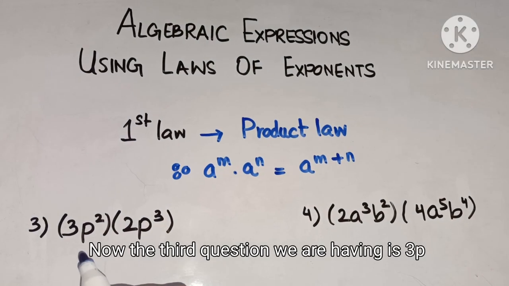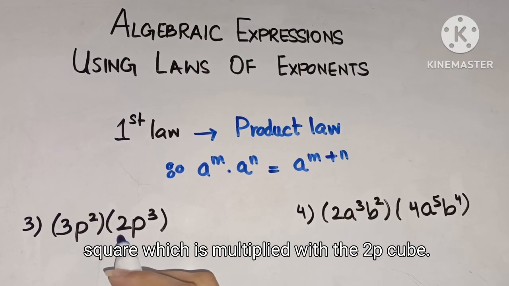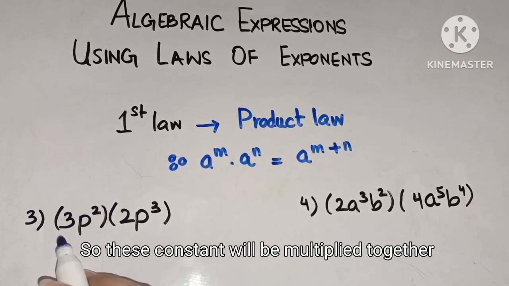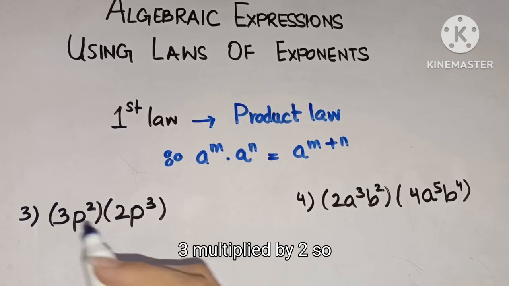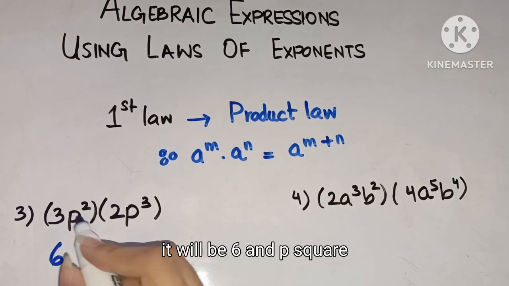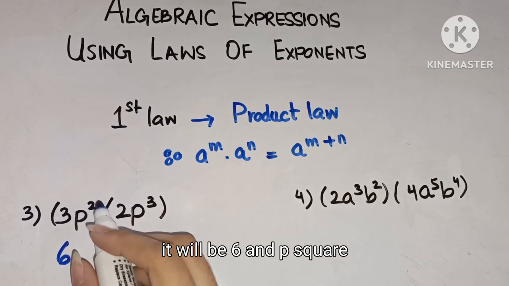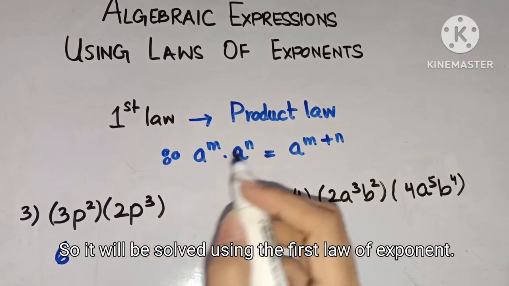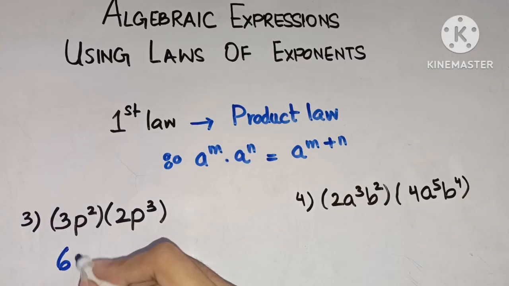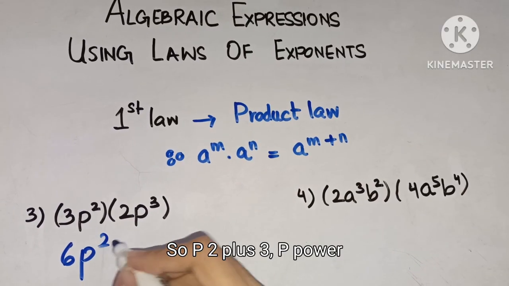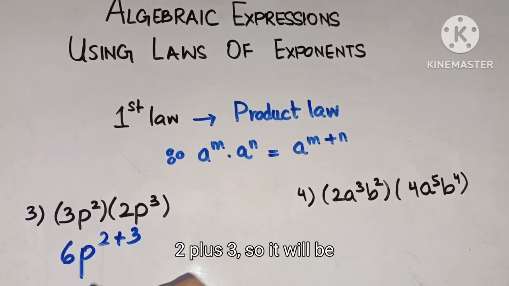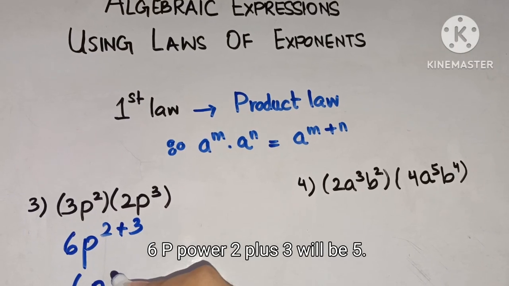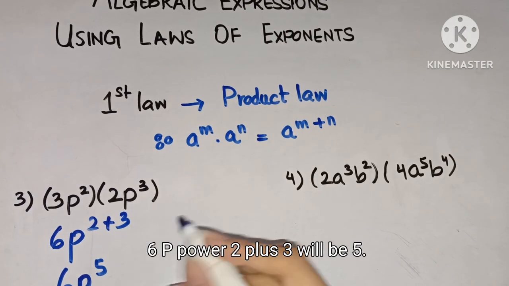Now the third question we are having is 3p square multiplied with 2p cube. So these constants will be multiplied together, 3 multiplied by 2, so it will be 6, and p square multiplied with p cube will be solved using the first law of exponent. So p power 2 plus 3, so it will be 6p power 2 plus 3, which will be 5.